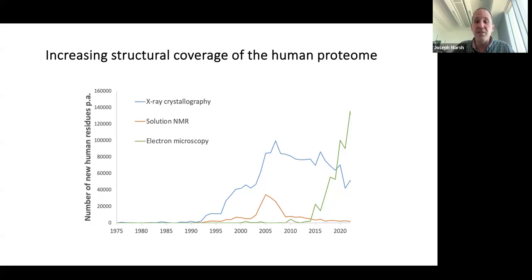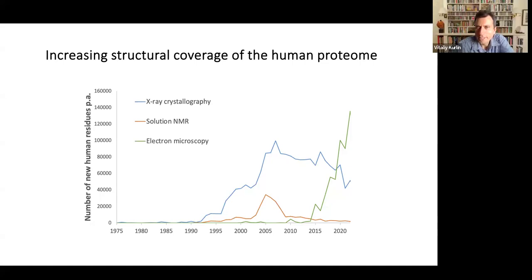But in the last few years, you see this dramatic increase in green from electron microscopy due to these tremendous advances in both the experimental methodology and the computational approaches for analyzing cryo-EM data. And what's really exciting is that those cryo-EM structures are often really large complexes, multi-subunit complexes that weren't possible to be experimentally determined using X-ray crystallography.